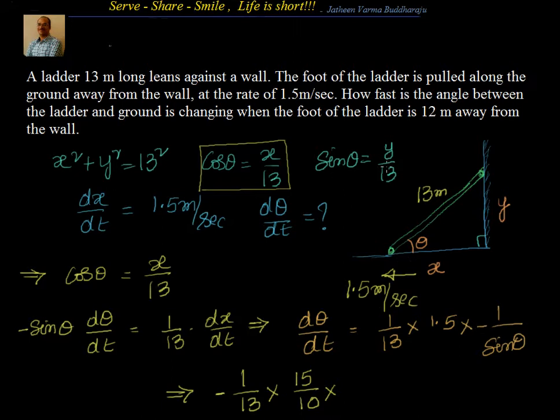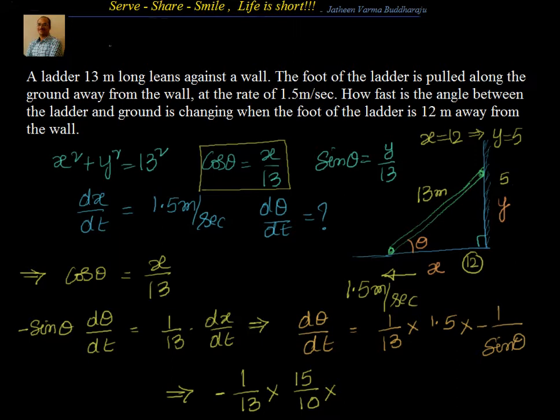And what is sin theta? Sin theta is y by 13. So we are interested in when x equal to 12. If x equal to 12, that implies that y equal to 5, because x square plus y square is always 13 square. So if x is 12, y is equal to 5. Then what is sin theta? Sin theta is y by 13, that's equal to 5 by 13. So let's simplify that. Let me just change it here itself.